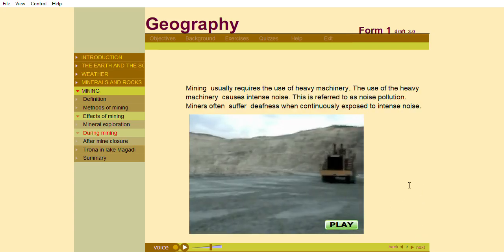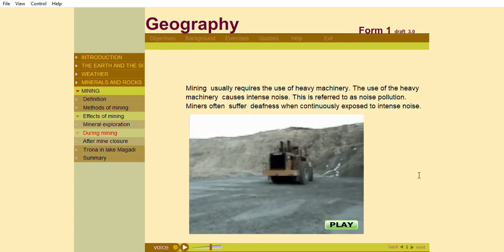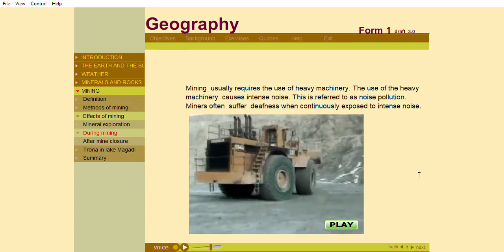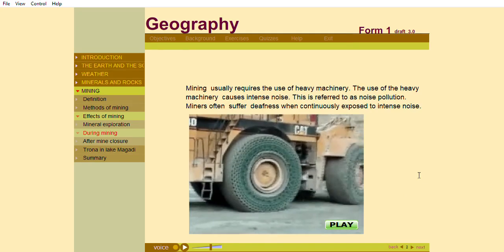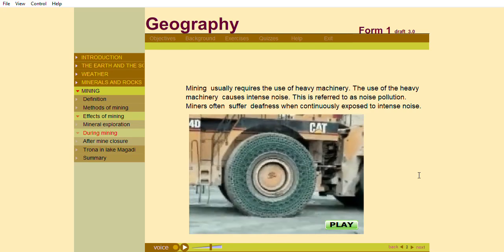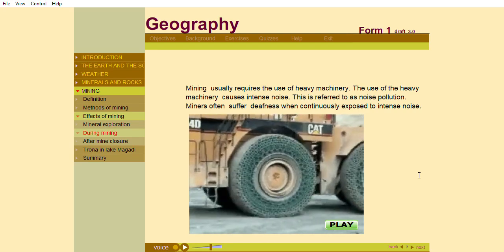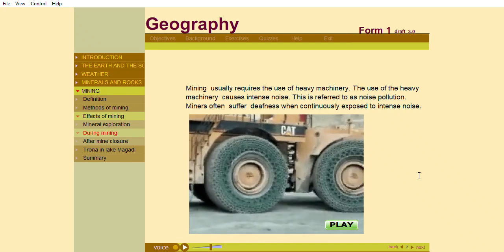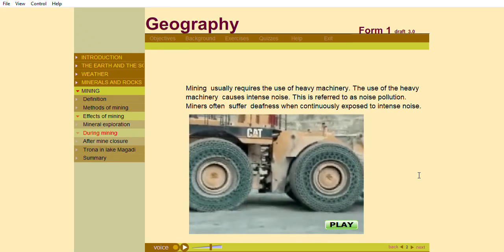Mining usually requires the use of heavy machinery. The use of the heavy machinery causes intense noise. This is referred to as noise pollution. Miners often suffer deafness when continuously exposed to intense noise.